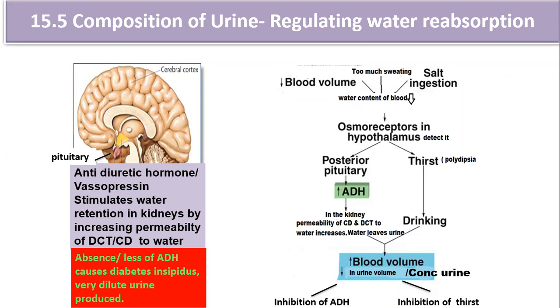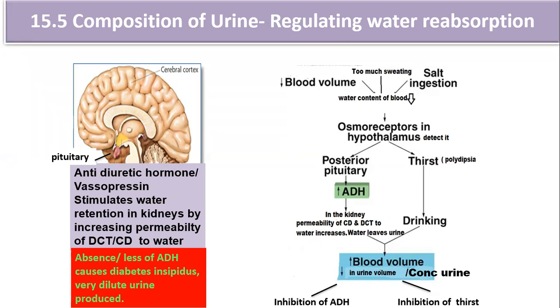If the ADH level increases beyond the normal level, then more concentrated urine is formed, which is known as antidiuresis. So that is the first mechanism by which your body can regulate water reabsorption. Which hormone is involved? That is called anti-diuretic hormone.